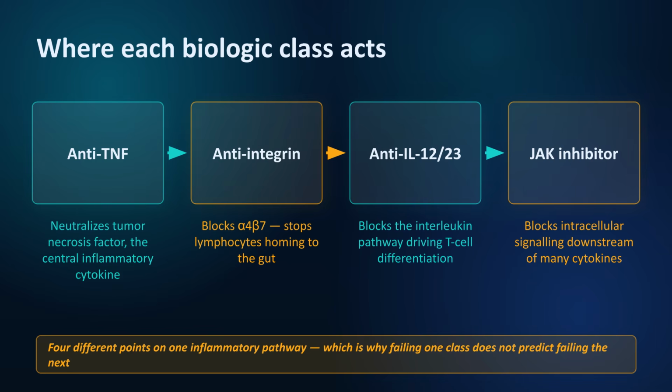Follow the 4 biologic classes across the screen. Anti-tumor necrosis factor agents neutralize tumor necrosis factor itself, the central inflammatory cytokine. Anti-integrin therapy blocks alpha-4 beta-7, which stops lymphocytes from homing into the gut wall in the first place. Anti-interleukin 12 and 23 therapy blocks the interleukin pathway that drives T-cell differentiation. And Janus kinase inhibitors block intracellular signaling downstream of many cytokines at once. 4 different points on one pathway. And that is precisely why failing one class does not predict failing the next. So a patient who fails anti-tumor necrosis factor may still respond well to vedolizumab.